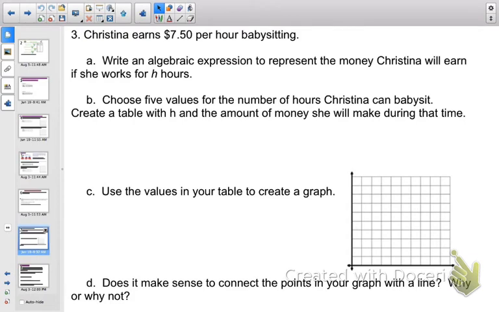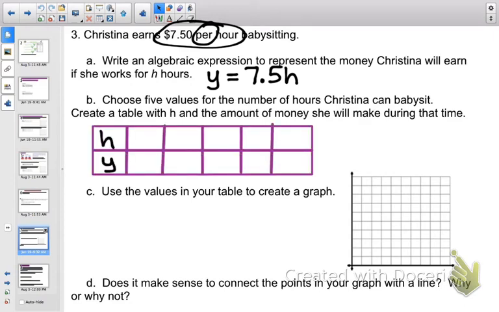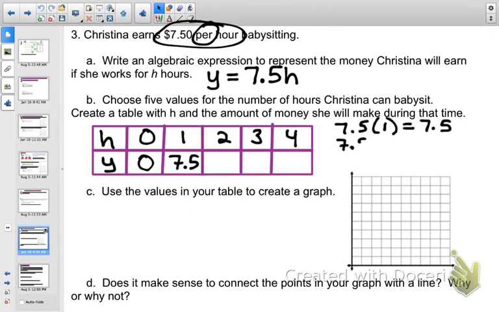Christina earned $7.50 per hour babysitting, so we're going to write an equation. So I'll use y equals 7.5 times h, because again, per hour means we're multiplying. So let's make a table of values. We get to pick the number of hours, so I'm just going to do 0 through 4. If she works 0 hours, obviously she's going to make $0. Then I'm going to plug in 1 every time I see h, and then I can fill in the rest of these values for each of them.